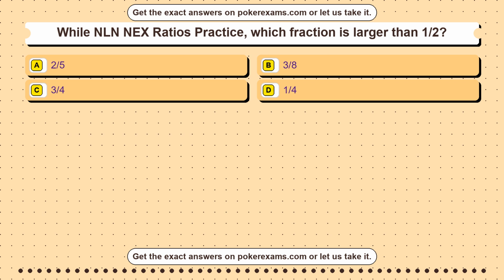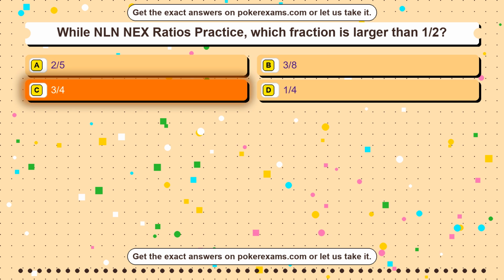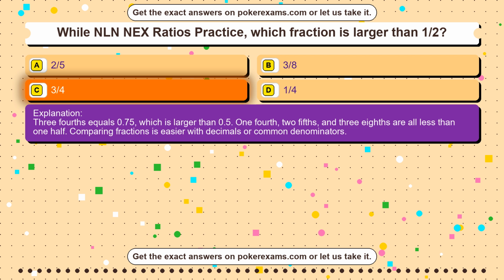Question 27. While NLN NEX Ratios Practice, which fraction is larger than 1/2? Option A 2/5. Option B 3/8. Option C 3/4. Option D 1/4. The correct answer is option C, 3/4. 3/4 equals 0.75, which is larger than 0.5. 1/4, 2/5, and 3/8 are all less than 1/2. Comparing fractions is easier with decimals or common denominators.